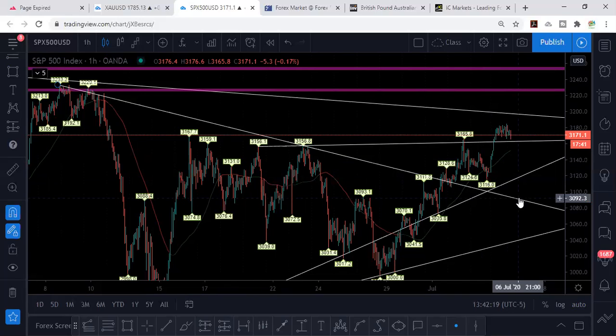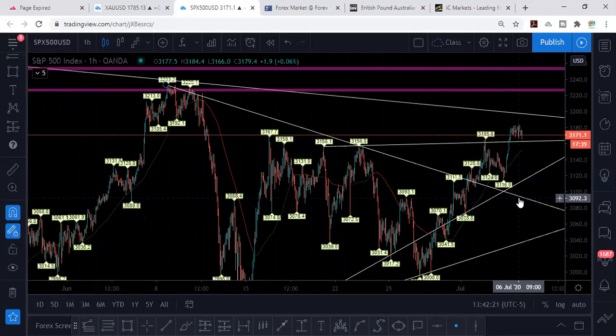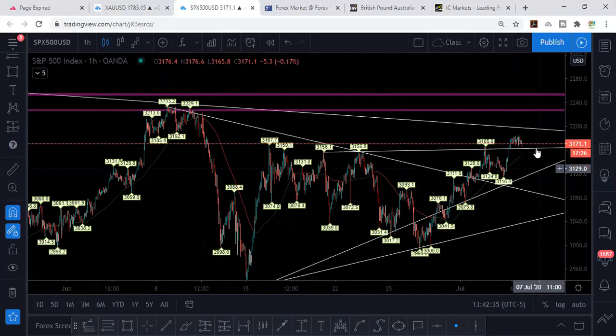Then another test that we see, being a support. If this place is a support now, then I think it's safe to say we can buy this to 3229.